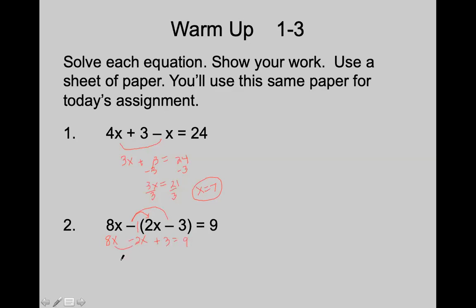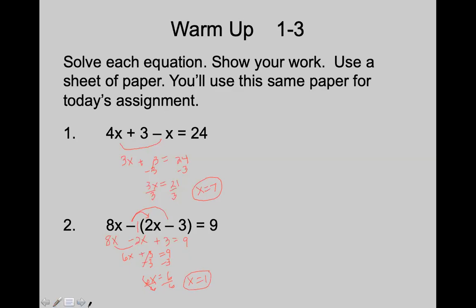Combining like terms, 8x minus 2x is 6x, plus 3 equals 9. And the next step should have been to subtract 3 from both sides. That gives us 6x is equal to 6. Our last step is to divide both sides by 6. And that results in x equals 1. Okay, hope you got those right. Let's look at our next slide.